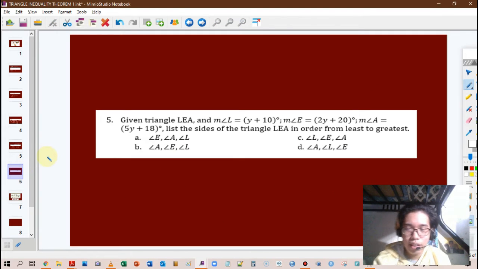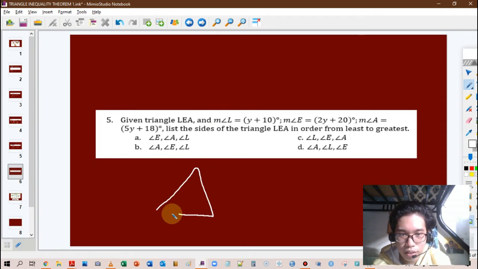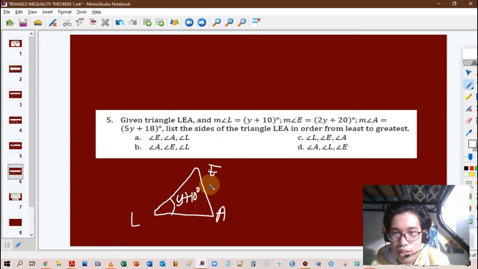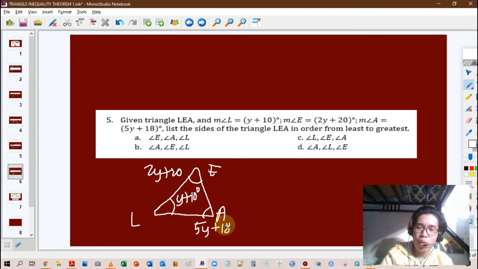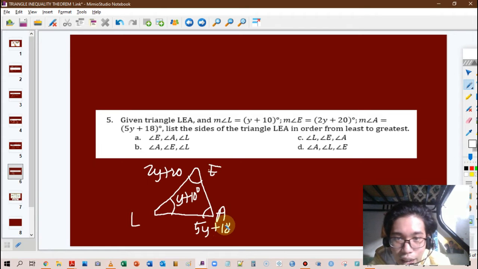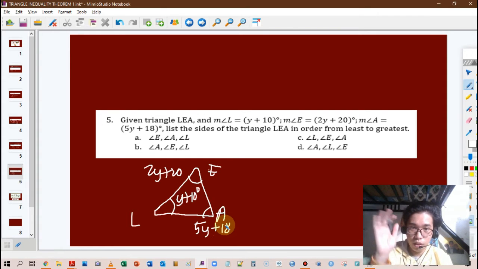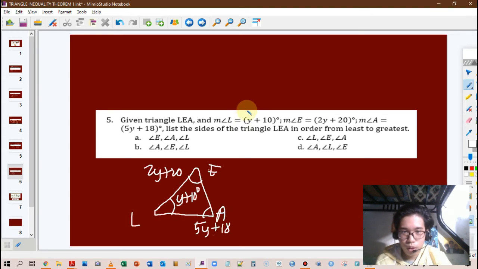Okay, and then lastly for this one, given triangle LEA, let's try to draw that. So we have triangle LEA, and the measurement of angle L is equal to y plus 10 degrees, and the measurement of angle E is equal to 2y plus 20 degrees, and the measurement of angle A is equal to 5y plus 18 degrees. So we have to list the angles from least to greatest for this problem.